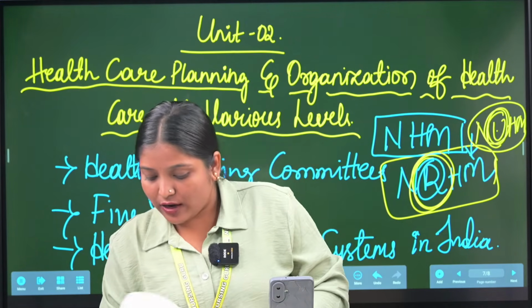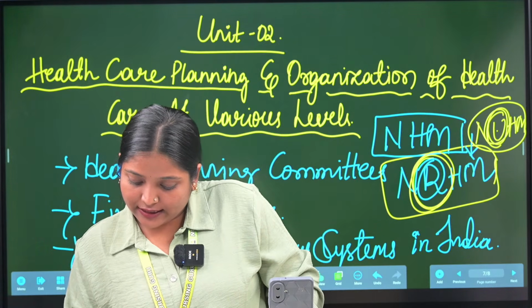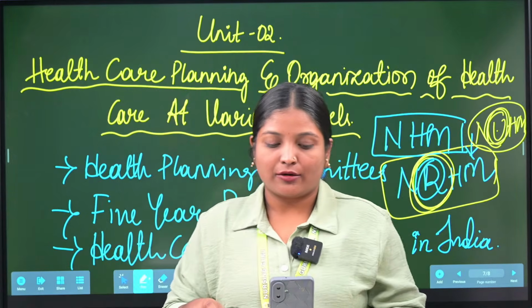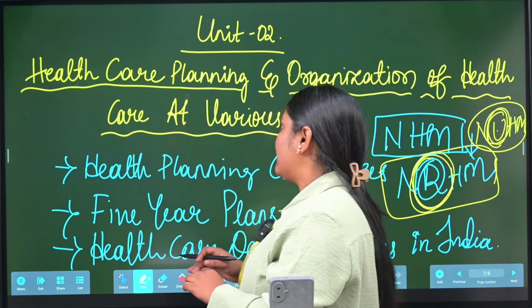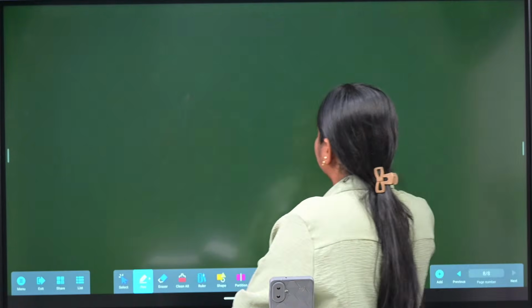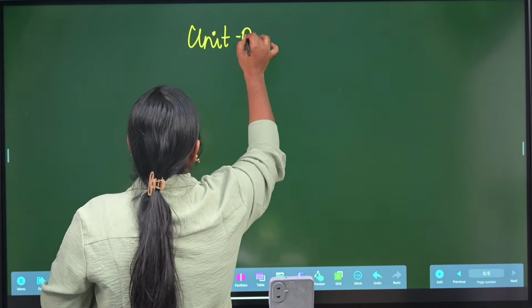Okay, next we are moving towards the third unit, that is environmental science, environmental health and sanitation. Environmental science, environmental health and environmental sanitation, that is the third unit. Unit number 3.